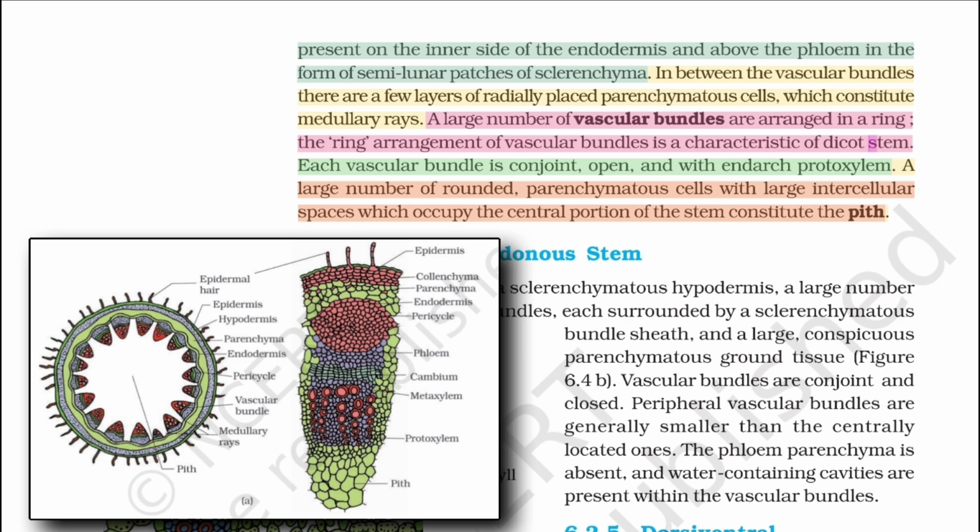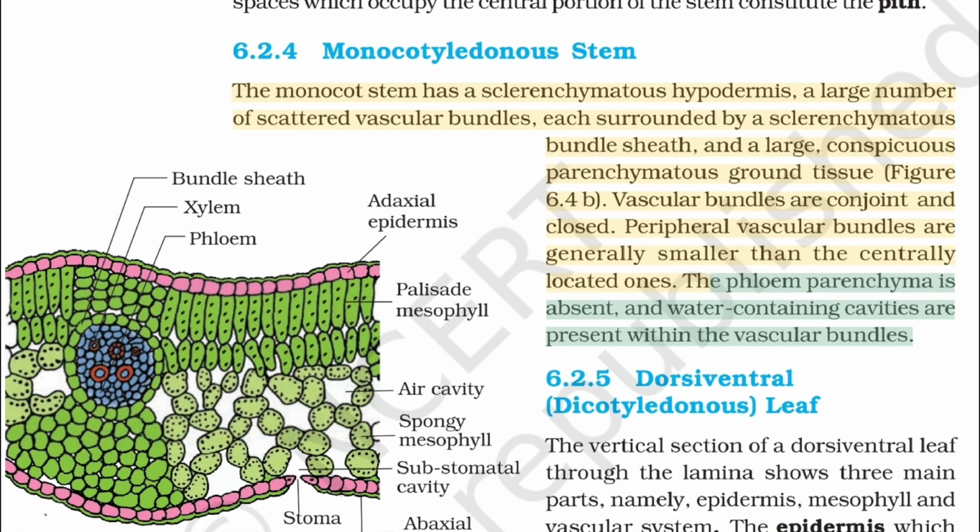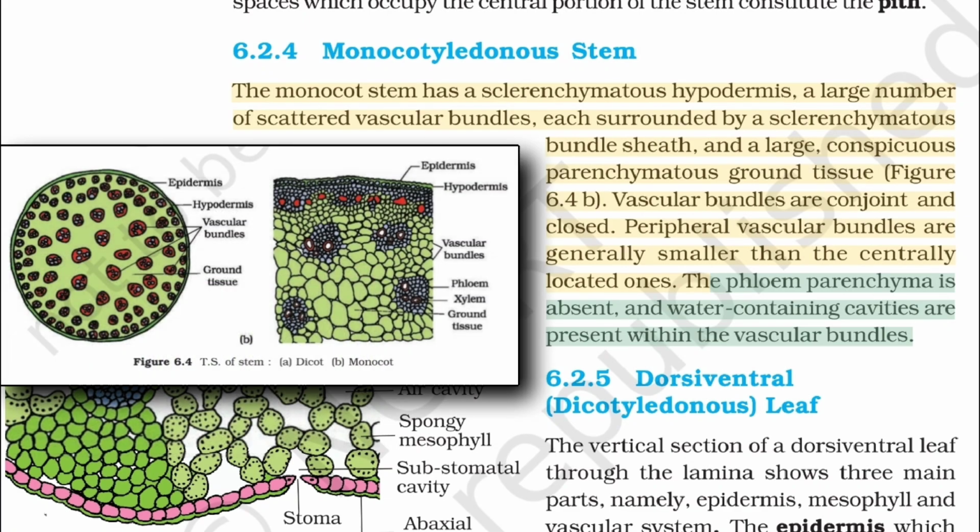Pericycle is present on the inner side of the endodermis and above the phloem in the form of semilunar patches of sclerenchyma. In between the vascular bundles there are a few layers of radially placed parenchymatous cells, which constitute medullary rays. A large number of vascular bundles are arranged in a ring. The ring arrangement of vascular bundles is a characteristic of dicot stem. Each vascular bundle is conjoint, open, and with endarch protoxylem. A large number of rounded, parenchymatous cells with large intercellular spaces, which occupy the central portion of the stem, constitute the pith.